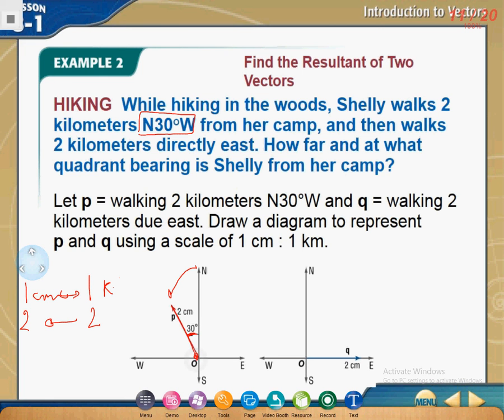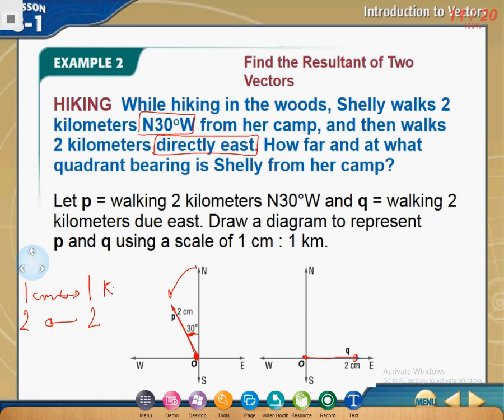And be careful, this is in standard position. Standard position means we start at the origin. This is my first vector. The second one is 2 kilometers directly east. Sometimes you will see directly east, sometimes you will see horizontal. Be careful, they are the same. So directly east means this is the second vector. I start from the origin. Directly east means on the x-axis to the east.